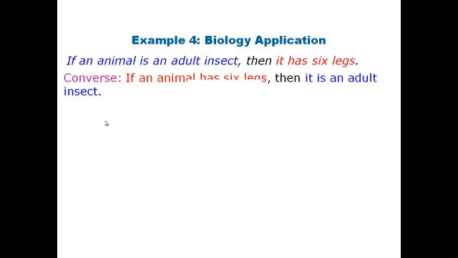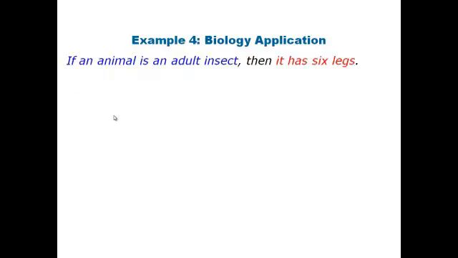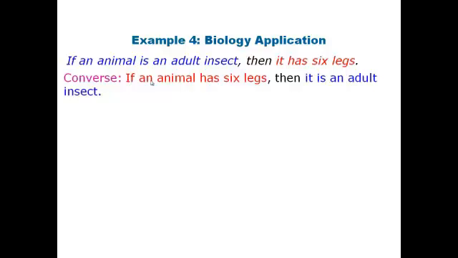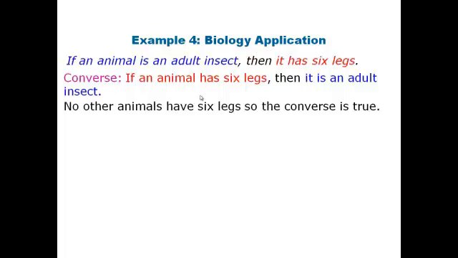Okay? Now, the converse. Oh, let me back it up. The converse means we're going to switch this, it has 6 legs, and this, if an animal is an adult insect. But remember, we can't say it without having something to refer it to. So what is it? It is an animal. So our new converse should be if an animal has 6 legs, see? Comes from right there. Then it is an adult insect. See? That's the hypothesis in our original statement. Okay? Since no other animals have 6 legs, the converse is true.